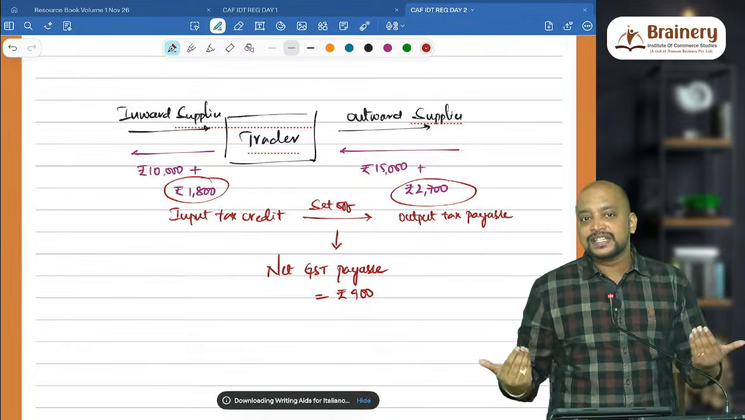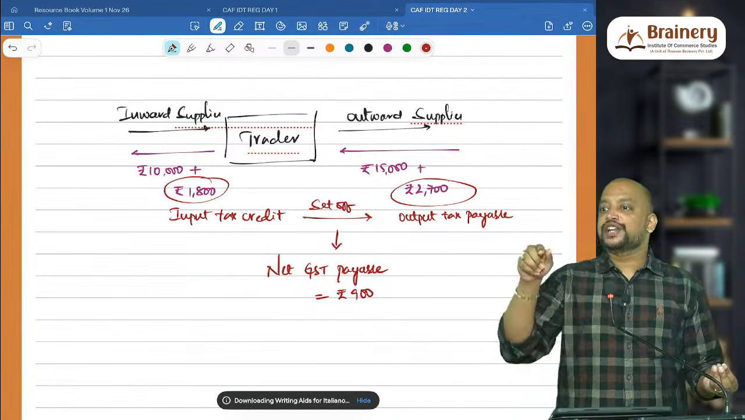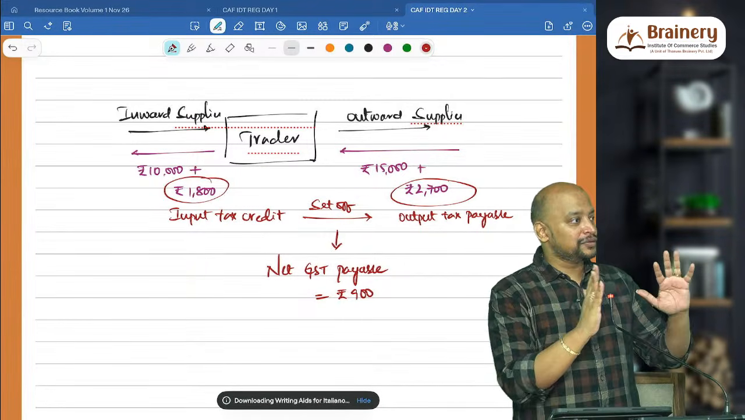So now the difference is there. 2,700 and 1,800, what is that? 900. That is to bank. We are going to make the payment. Okay, this is the accounting way.